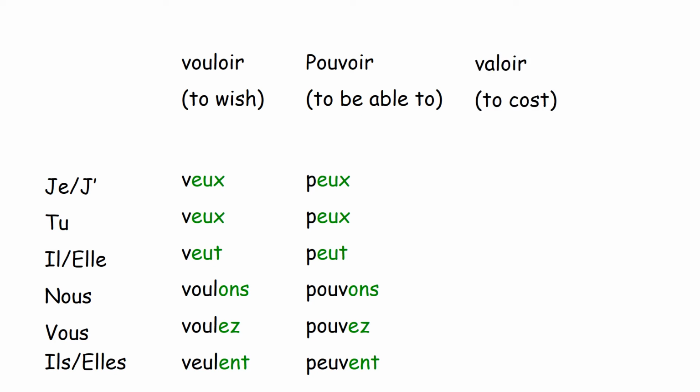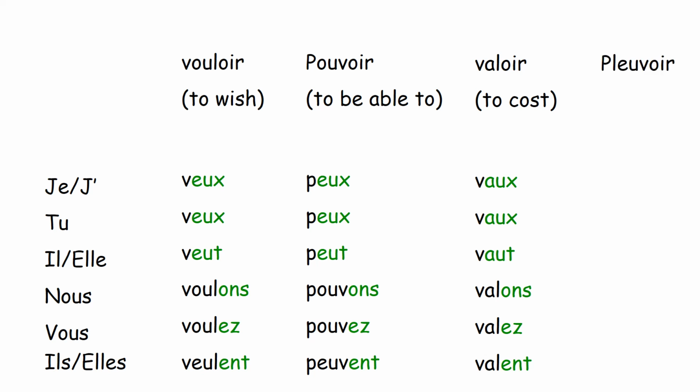Valoir, very similar. Je vaux, tu vaux, il or elle vaut, nous valons, vous valez, ils or elles valent. And pleuvoir, which means to rain. Now, you will not say I rain or you rain or he rains. There is only il: we say il pleut, it rains. And for nous, vous, ils, elles plural, no.